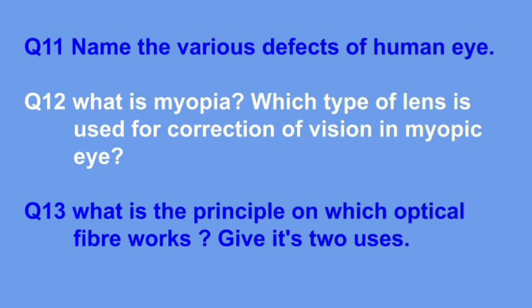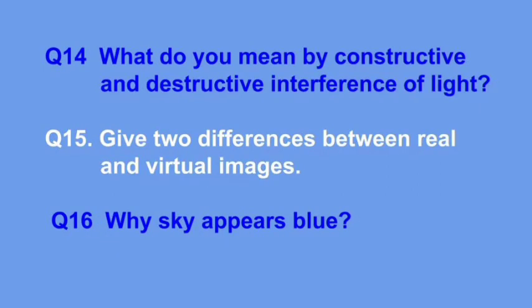These are question number 11. Name the various defects of human eye. Here you give only the names of the defects. Question number 12. What is myopia? Which type of lens is used for correction of vision in myopic eye? Question number 13. What is the principle on which optical fiber works? Give its 2 uses. Question number 14. What do you mean by constructive and destructive interference of light?